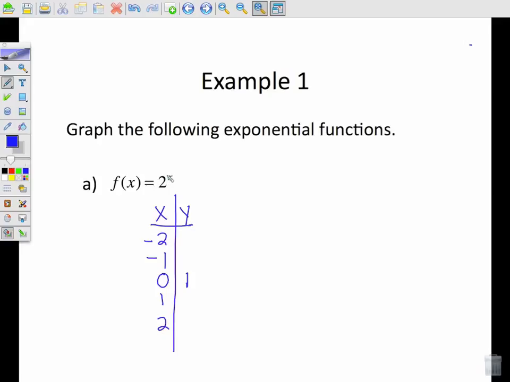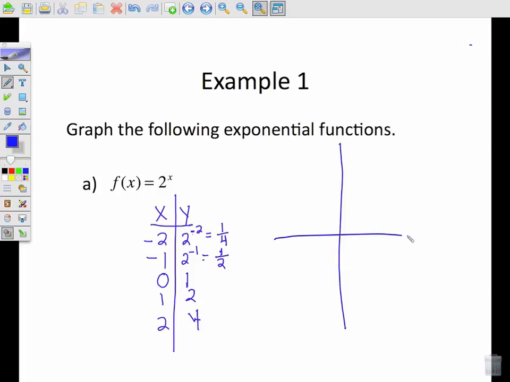If I put -2 in, this would be 2 to the -2, which is equal to 1 over 2 squared, or 1/4. Remember your negative exponent rules. If I put 2 to the -1 in, that's 1 over 2 to the first, so 1/2. 2 to the first is 2, 2 to the second is 4.